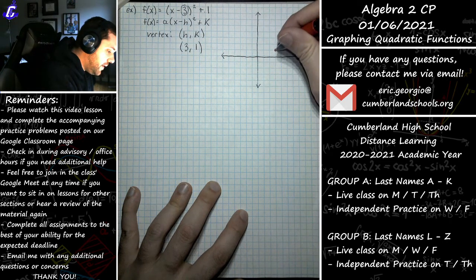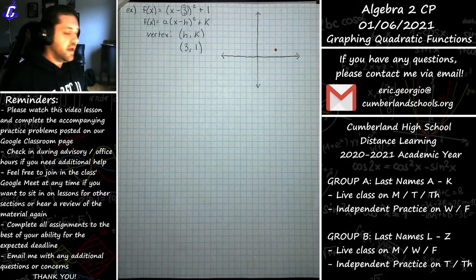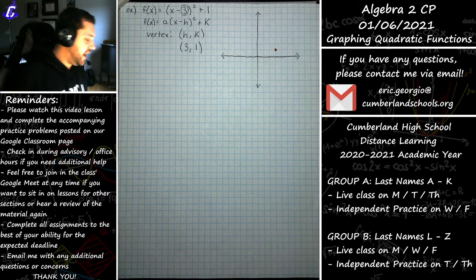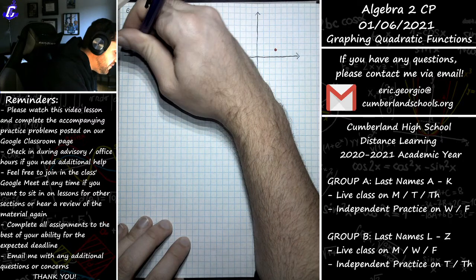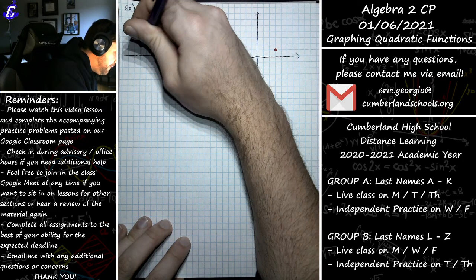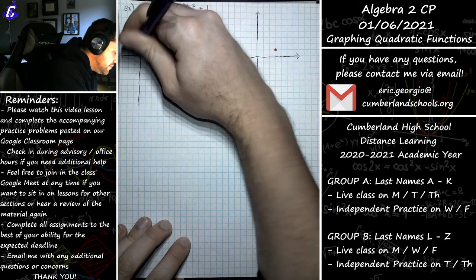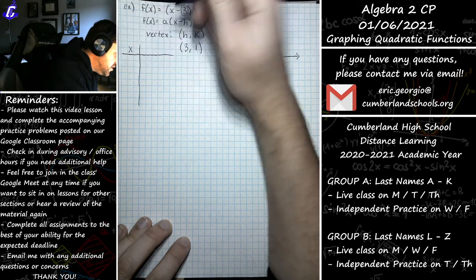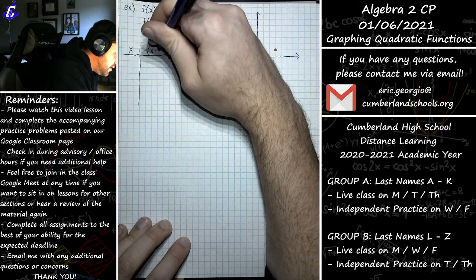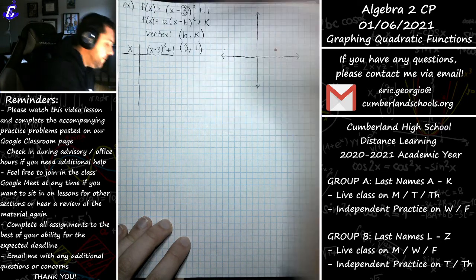3 comma 1 right there. That's our vertex. Now that I know where my vertex is, I can go ahead and create a table of values to find out some more information about that parabola. Here's x. Here's my function, (x minus 3) squared plus 1.